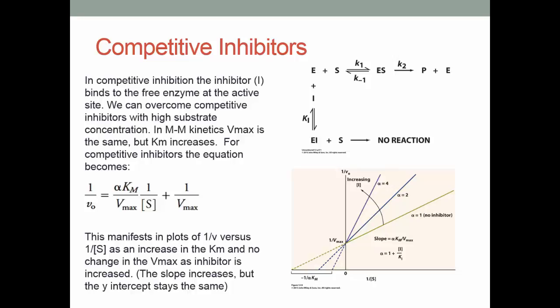The Lineweaver-Burk plot of 1 over reaction velocity versus 1 over substrate concentration at increasing inhibitor concentration shows an increasing slope with a constant x-intercept and an increasing y-intercept. Because both the substrate and the inhibitor compete for the same active site in the enzyme, the effect of the inhibitor can be overcome if substrate concentrations are sufficiently increased.